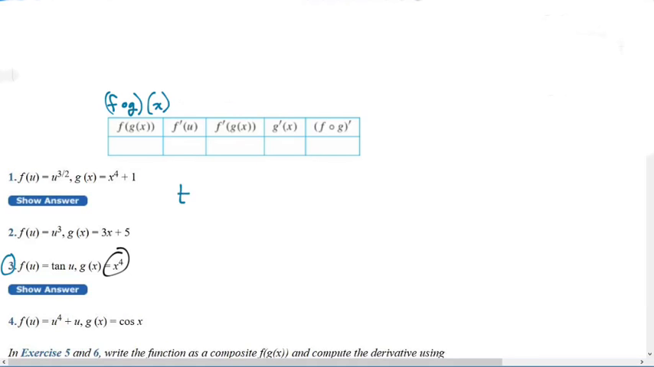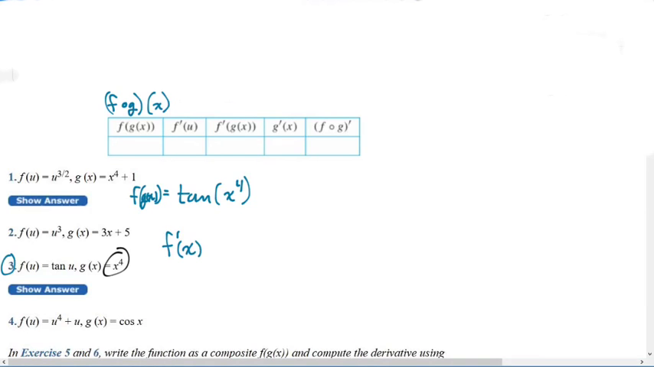So we have tangent with x to the 4th inside of it. This is f with g inside of it. Okay, so we got that one's done. Cool. Let's find f prime. So let's do f prime.